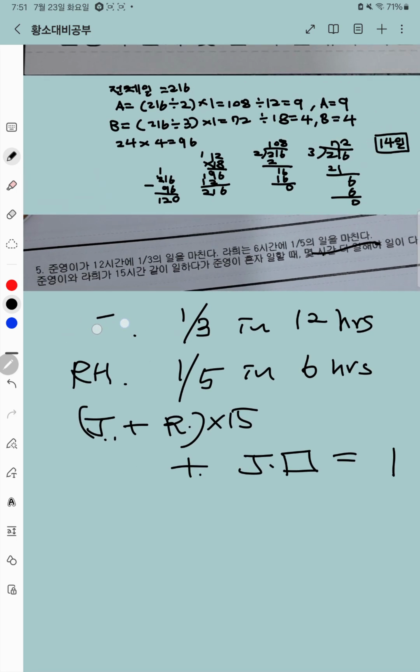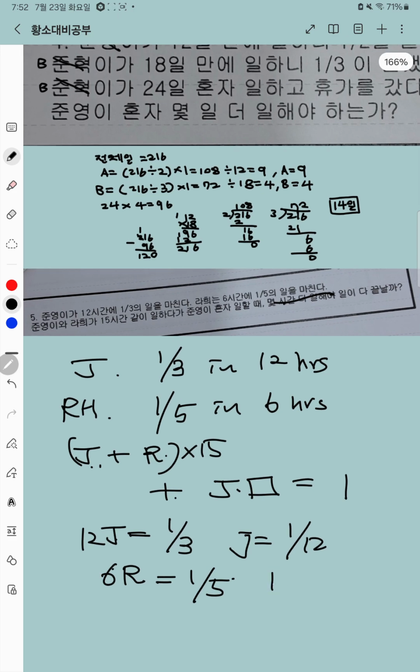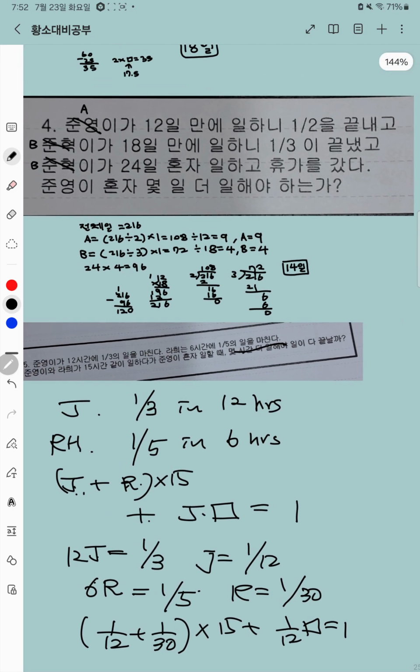So in this case, Junyoung in 12 hours completes 1/3. So Junyoung works 1/12 per hour, right? And Rahi works 1/5, so Rahi is 1/13. So for Junyoung and Rahi both, the sum of 1/12 and 1/3 times 15, plus 1/12 times scale, equals 1.